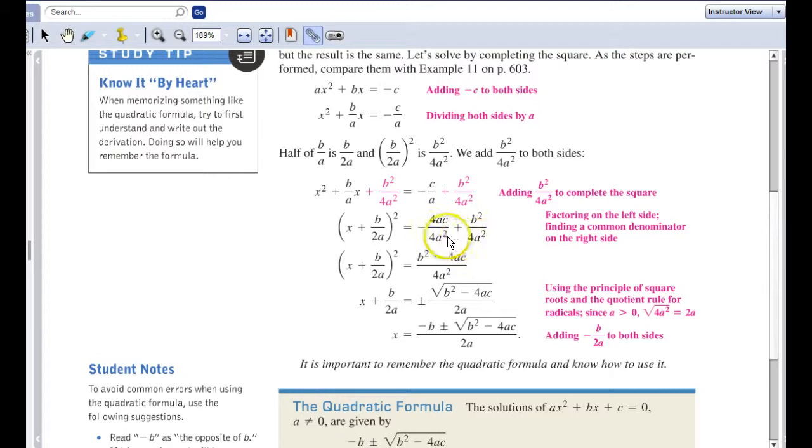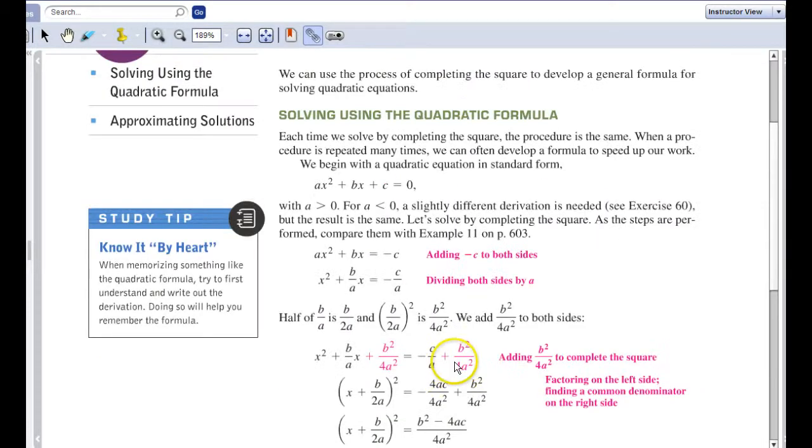Now we have a common denominator. So we put these together, and generally we put the b squared first. We kind of switch things around here. Put the negative over there. Now, this is a perfect square trinomial here that we're going to factor into this form.